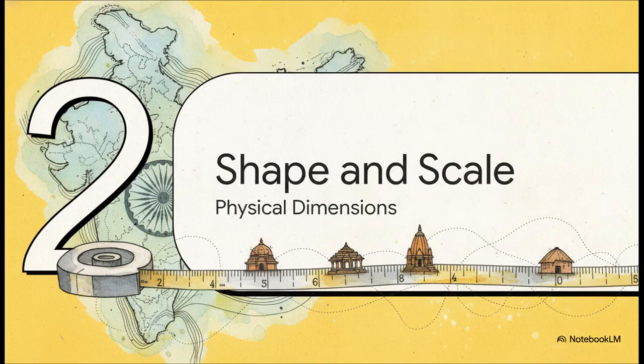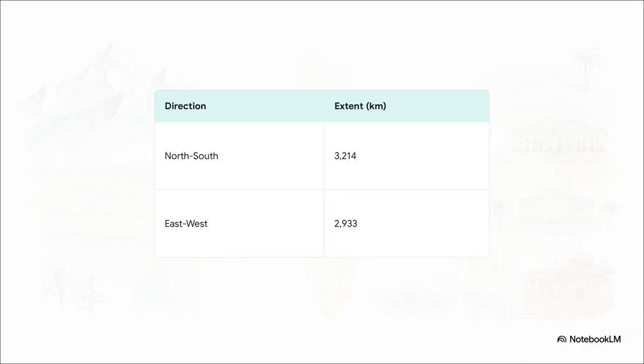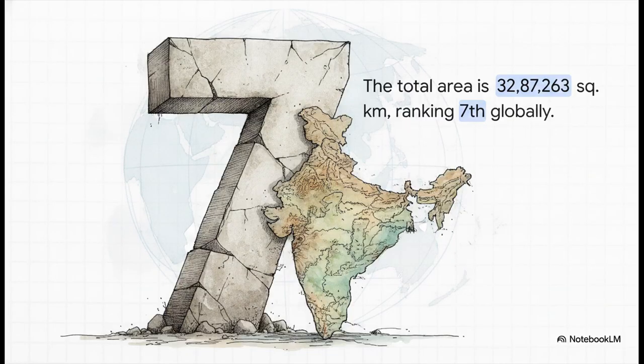Moving on to Section 2, Shape, Scale, and Borders. That quadrilateral shape we just mentioned translates into some literally staggering distances on the ground. We're talking a stretch of over 3,200 kilometers from north to south and nearly 3,000 kilometers from east to west. If you were to drive continuously across these expanses, you'd experience an entirely shifting world of topographies. It's a remarkably balanced footprint, spreading out almost equally wide as it is tall. And when you calculate all that enclosed space, the whole shebang totals roughly 3.3 million square kilometers.